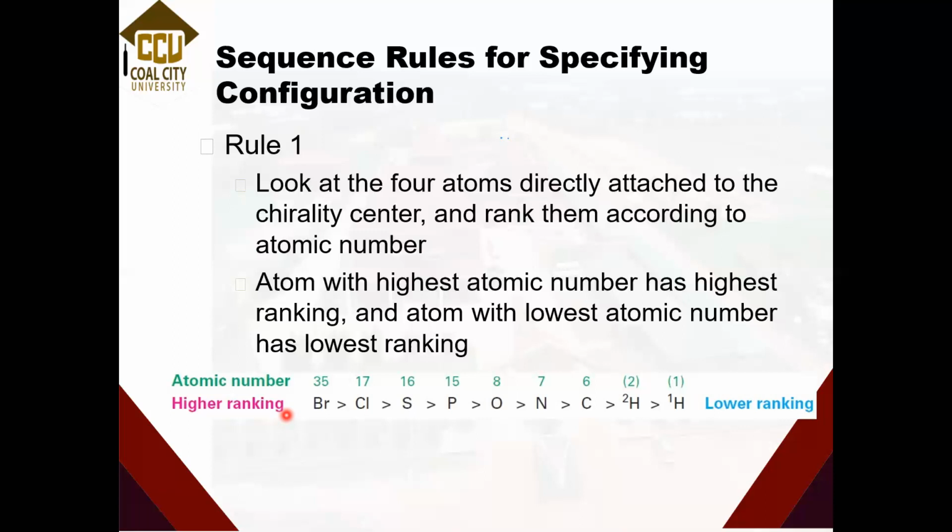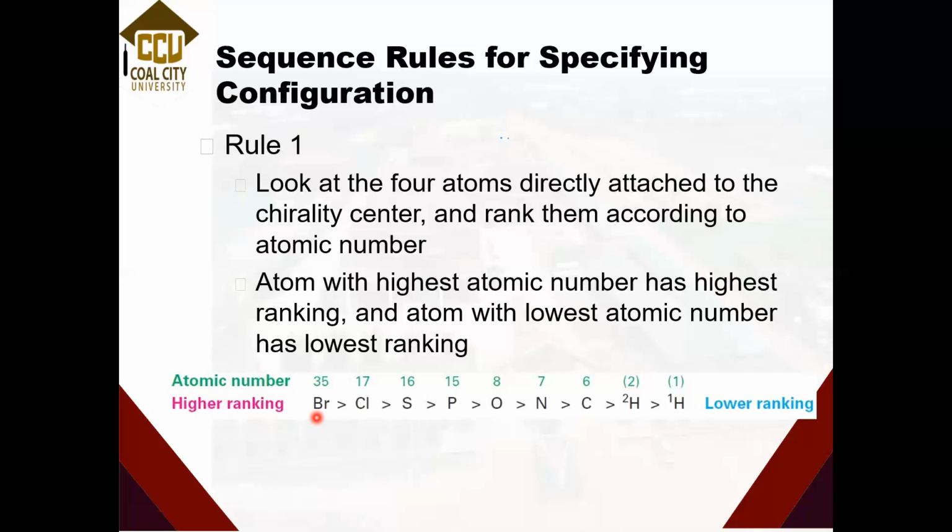Nobody wants to know the atomic number. What we just want to know is which one will come first. So once you have the idea of the periodic table, most of the substituents you'll be seeing are atoms that you are familiar with, atoms like chlorine, bromine, carbon, oxygen, nitrogen.